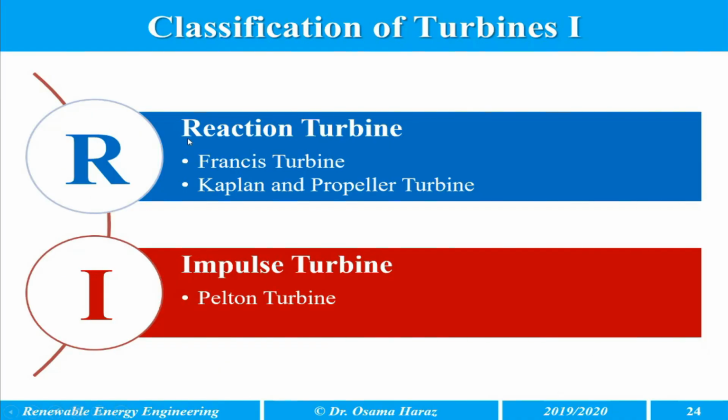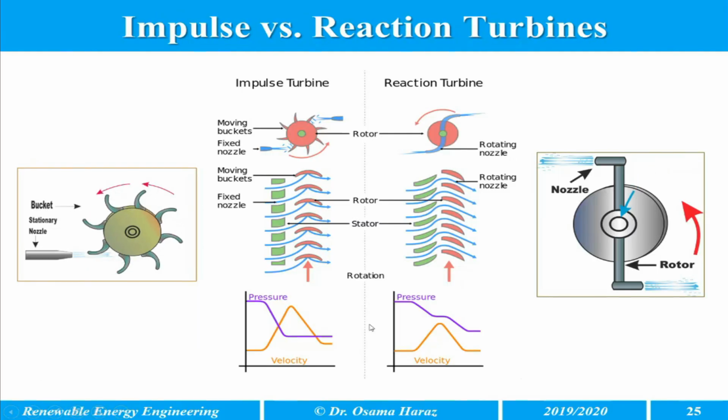So now we can classify the turbine as reaction turbine or impulse turbine. Reaction, like Francis and Kaplan propeller. Impulse, the only type of impulse turbine is Pelton turbine. Here, this animation shows you the difference between impulse and reaction turbine.